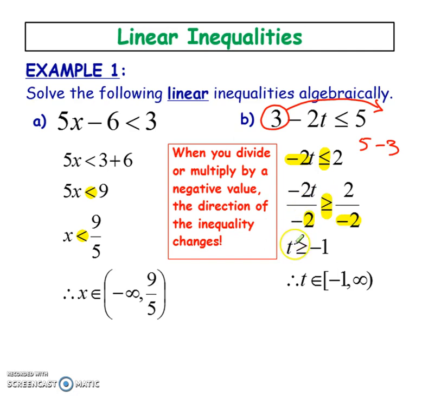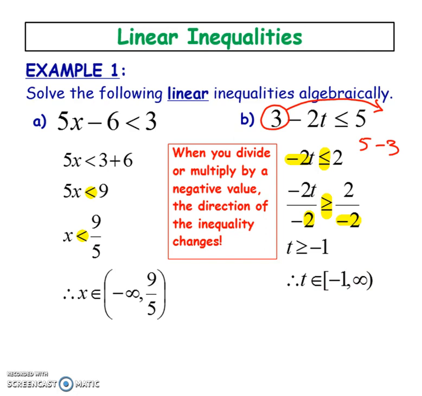So this is going to become t by itself, and now it's greater than or equal to, and this is going to be negative 1. So t is any number, it belongs to anything from negative 1, including negative 1, all the way to positive infinity.